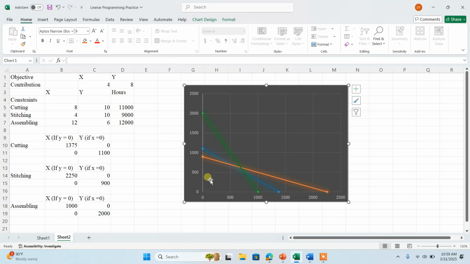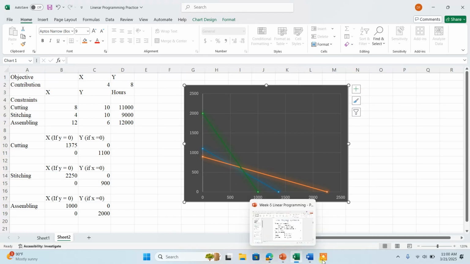So what is my maximum combination now? Either I should be on this point, which means 900 of the y and 0 of the x. Either I should be on this point, second option, and this is my third option, the maximum, and this is my fourth option. I cannot go for this combination, because for this I need more assembling hours. So within this graph, this is the area in which I can produce the maximum number of units.